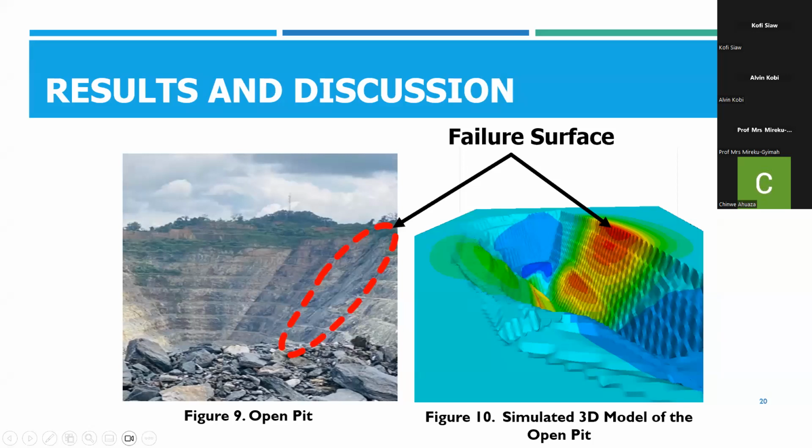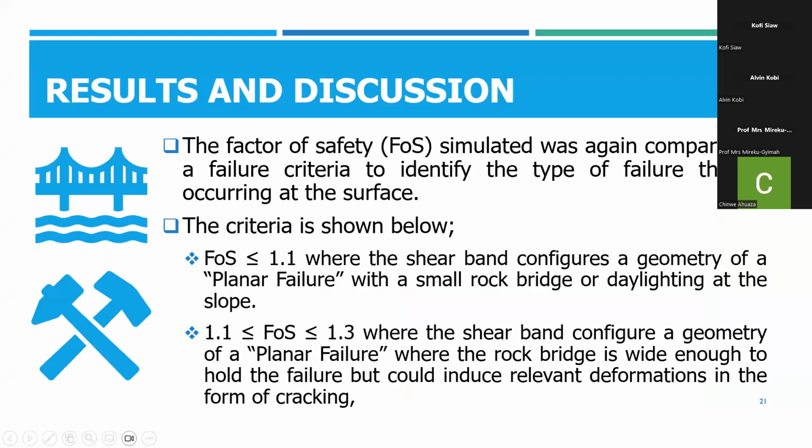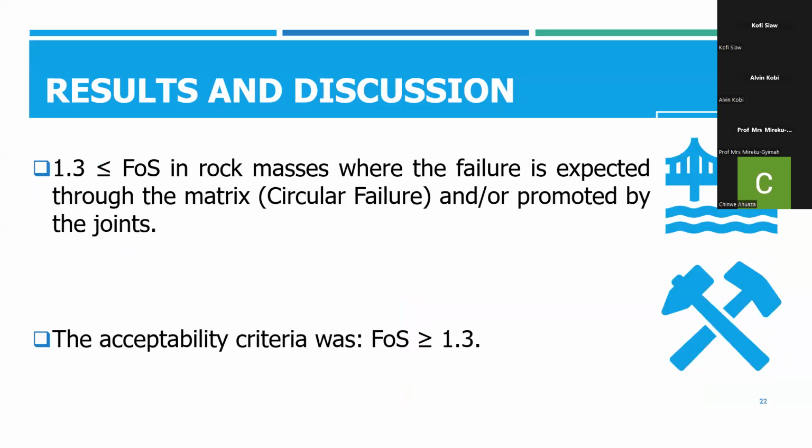Okay, so after the factor of safety was computed for, it was compared to a failure criteria to identify the type of failure that was occurring at the site. So the criteria is given below. And as a stability criteria, the factor of safety was actually 1.3 or more. The factor of safety of the slope has to be greater or equal to 1.3.